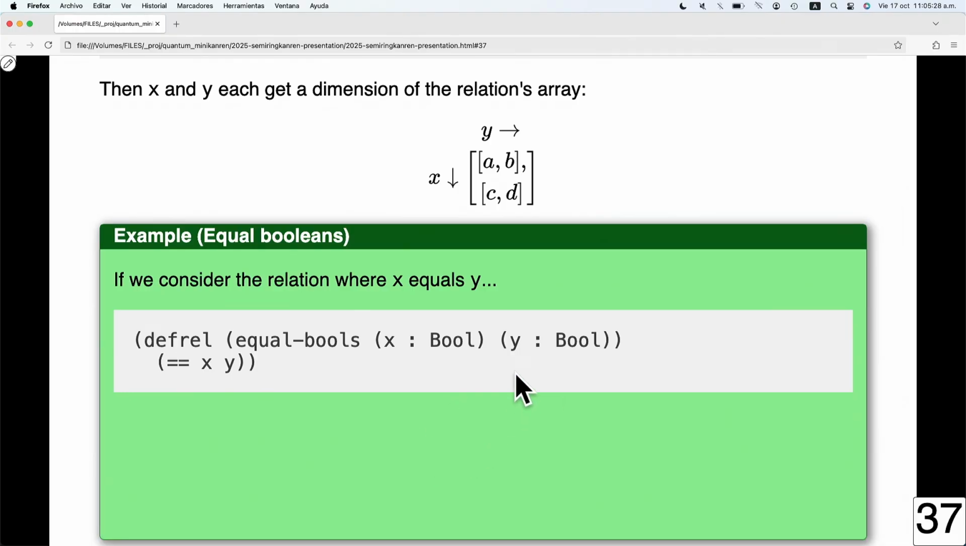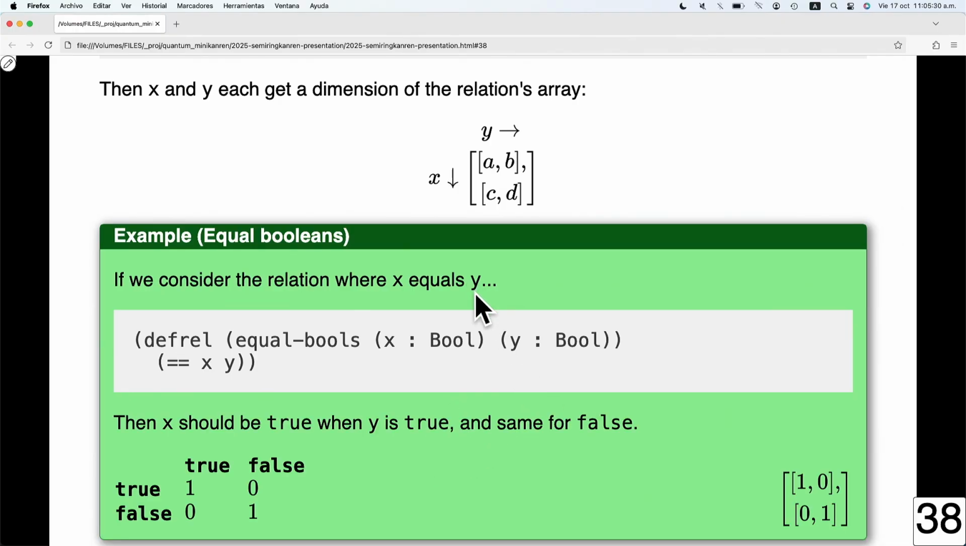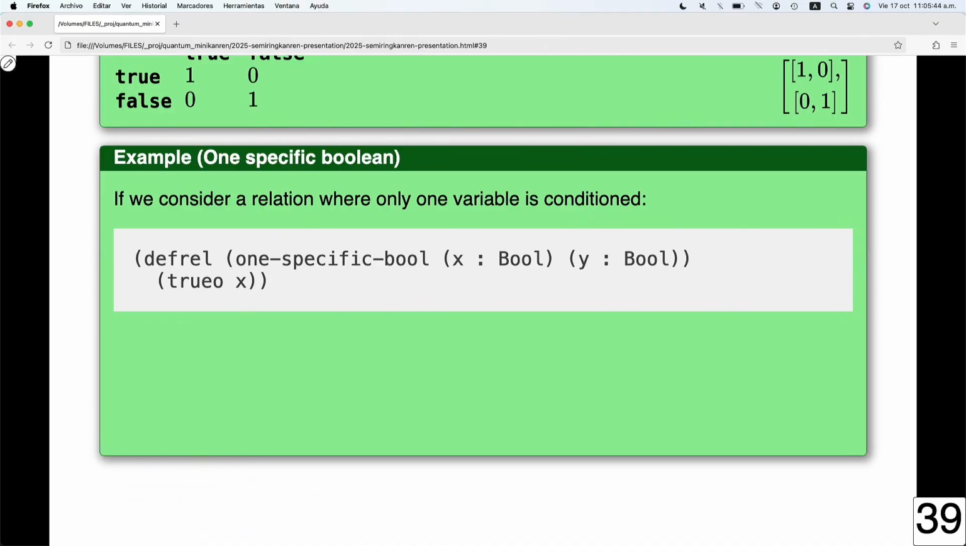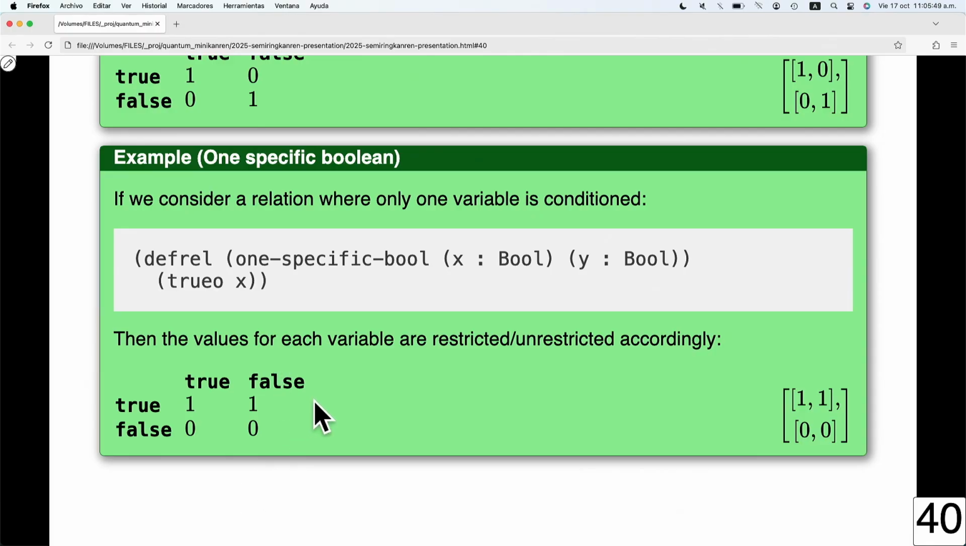If we, for example, consider the relation where x equals y, then we get what looks like a unit matrix where there's a 1 where x and y are both true, and a 1 where x and y are both false, and zeros in the other spots. Or if we have a relation where there's only a condition on one variable, so we're doing true x, we only have ones when x is true, but we have ones in either slot for y.